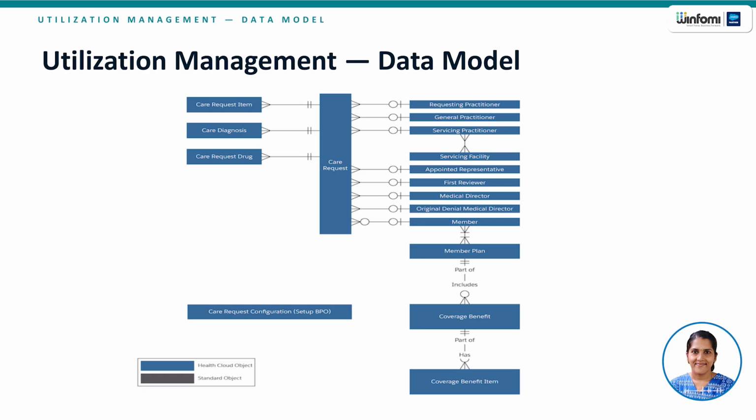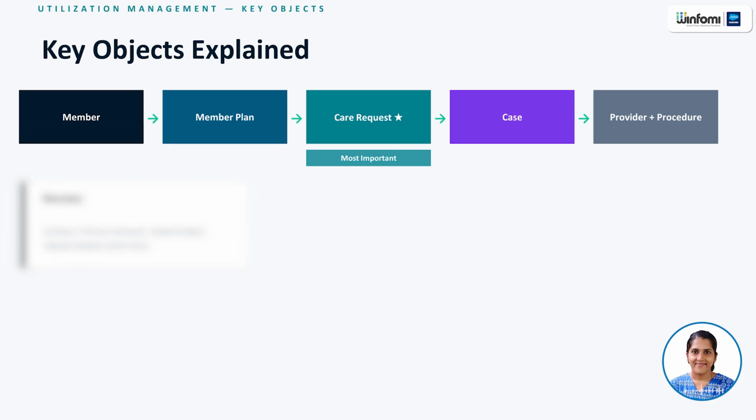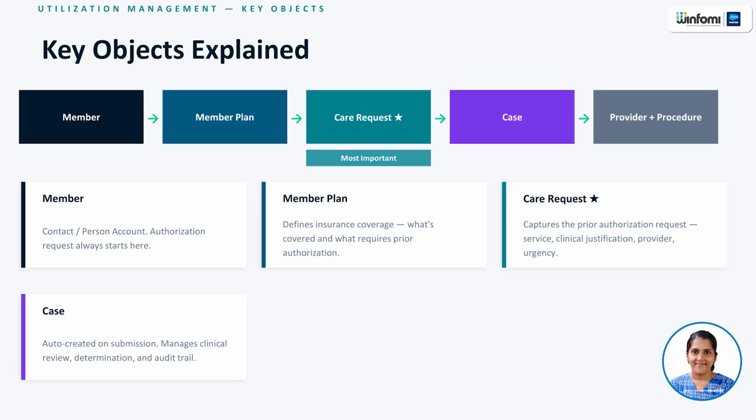So let me walk you through the key objects. Members, same as before, like contact or person account. Member plan, the insurance coverage, defines what's covered and what requires prior authorization. Care request. This is the most important object. The care request captures the prior authorization request, the service being requested. Once a care request is submitted, a case is automatically created to manage it. The clinical team works with the case to review and document.